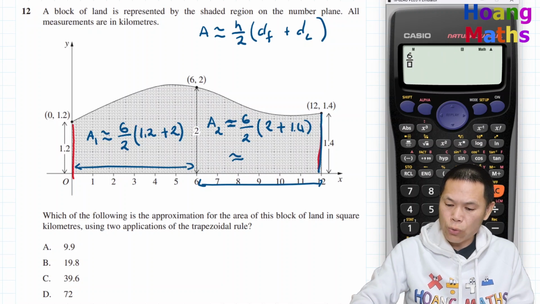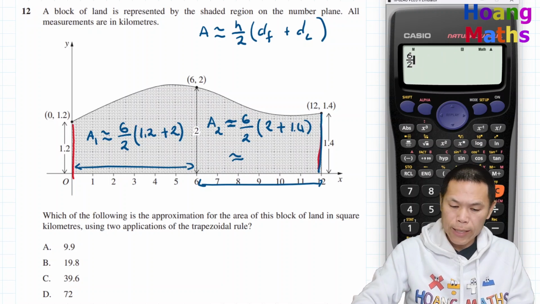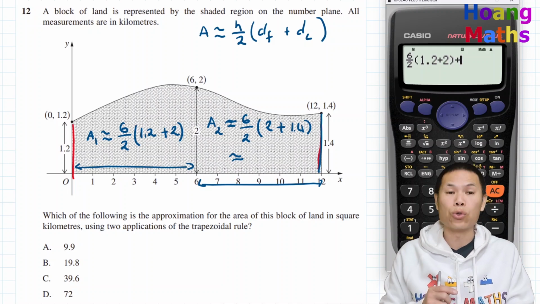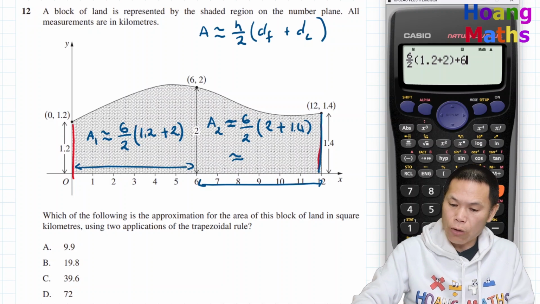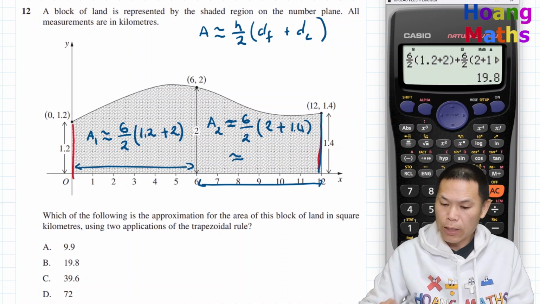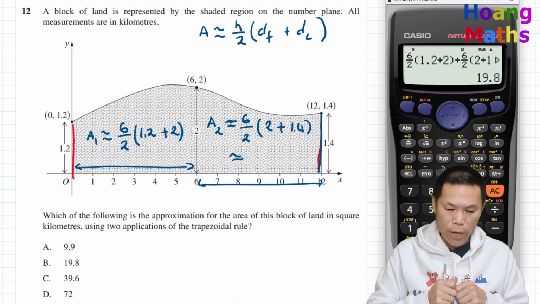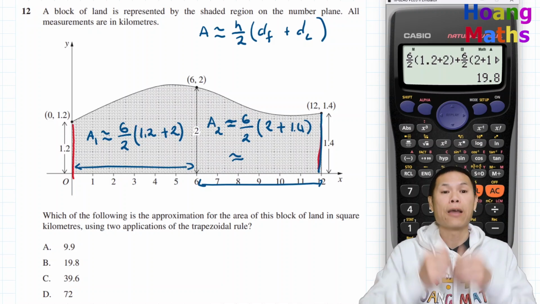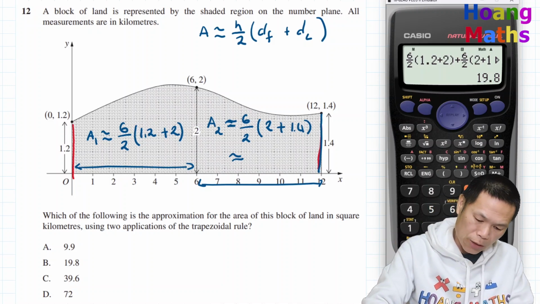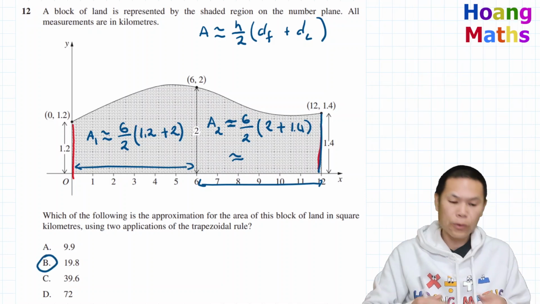So just go 6 over 2 and add brackets 1.2 plus 2 close brackets, and we just put it all together, okay? Add 6 over 2, brackets, and then 2 plus 1.4 close brackets. So there you go, 19.8. So the answer is B.